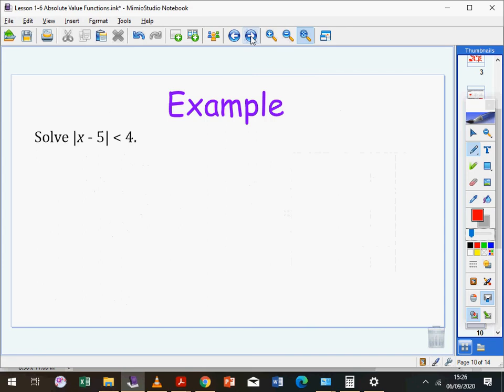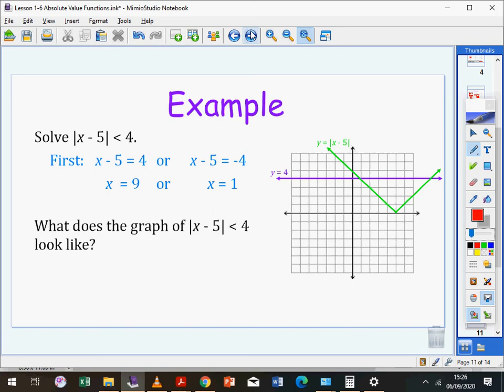Alright, we have another example. Now this is an absolute value inequality, not just an absolute value equation. There's two ways we can think of this. One of the ways is to think of it as an absolute value equation. Now, if I think of it as an equation, I can have x minus 5 equals 4 or x minus 5 equals negative 4. If I solve those two, I'll have x is 9 and x is 1.